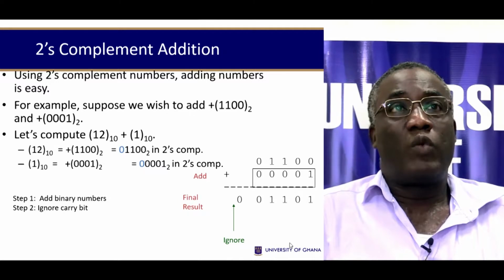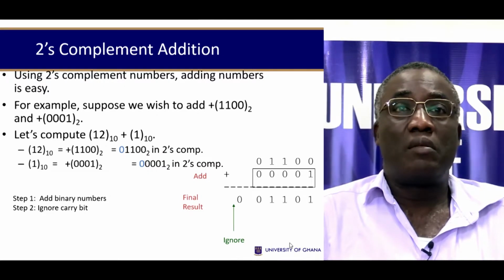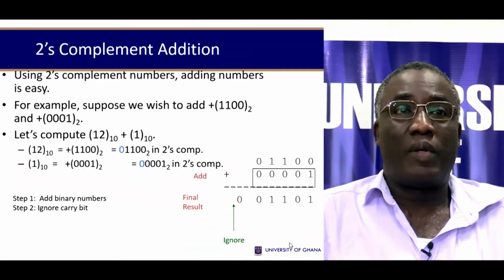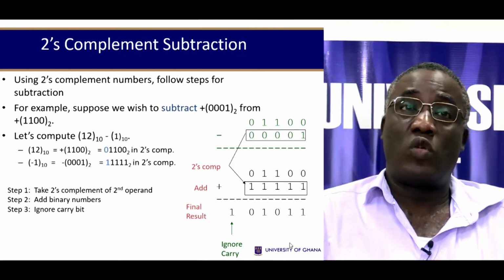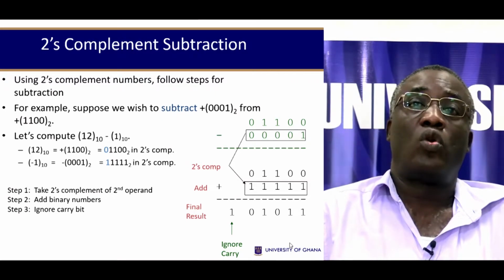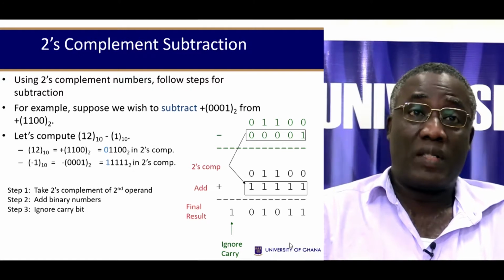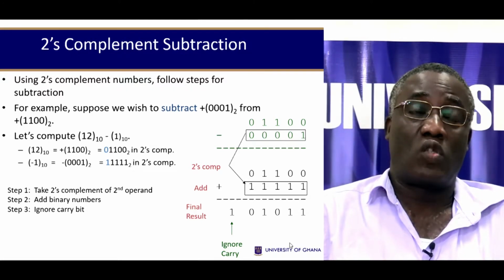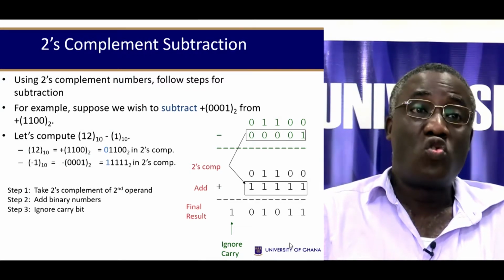The same thing, if you want to use two's complement addition, if the numbers are all positive, you write down the two's complement of them, and then you add, and you don't have a problem. Now, if you wanted to do subtraction in two's complement, again it is the same thing, because you needed the number to be negative. So you take the two's complement of the second operand, that's the one you are subtracting, add the binary numbers, but this time you ignore the carry bit.